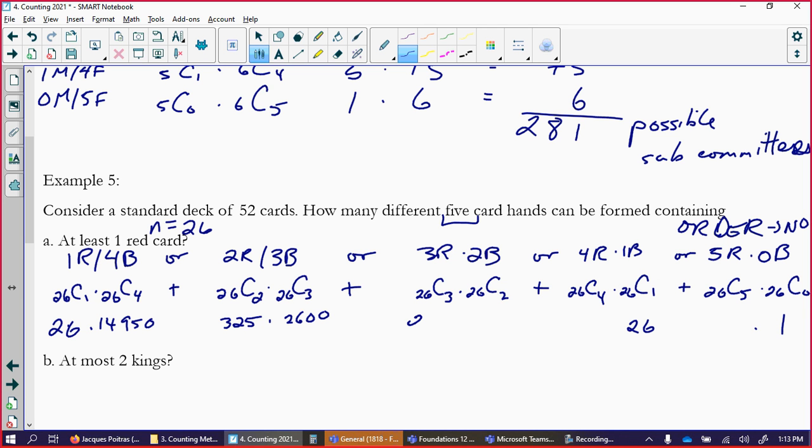And because these are symmetric, that's 2,600 times 325, and that's 14,950 times 26. Oh, poo. 65,780. All right. I'm going to pull out this calculator.